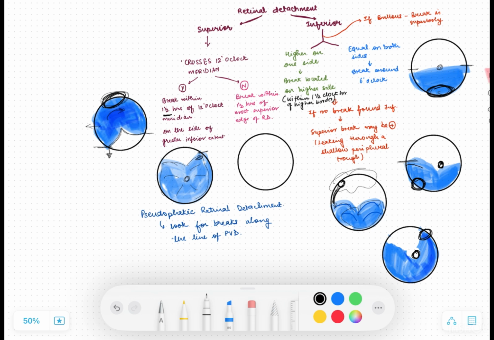So this flowchart is what summarizes the actual application of the Lincoff rules. If you want, just take a screenshot. I have tried my best to simplify this as much as possible.